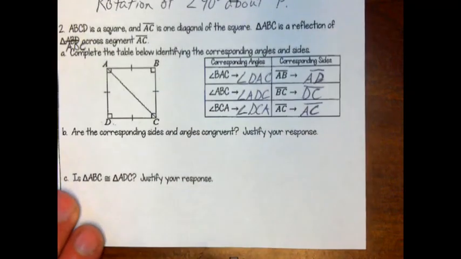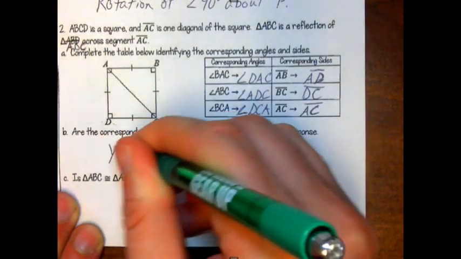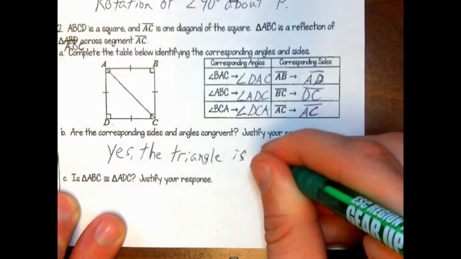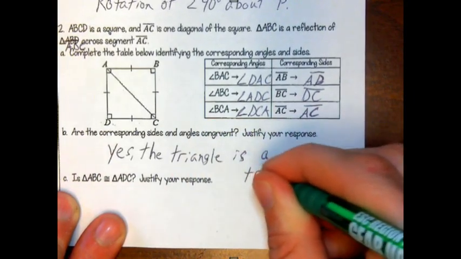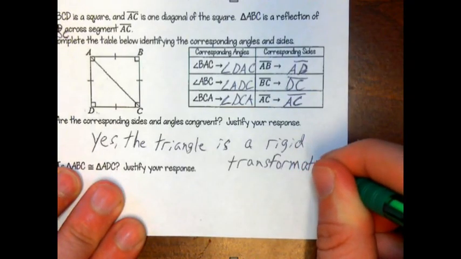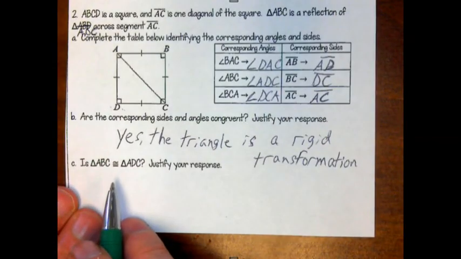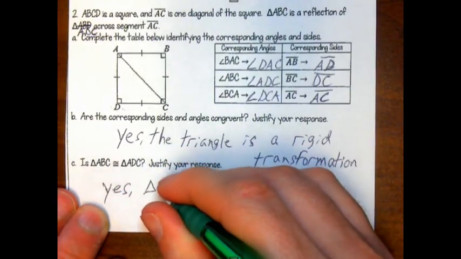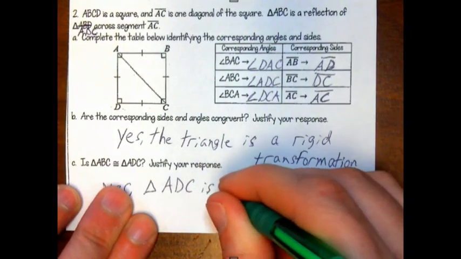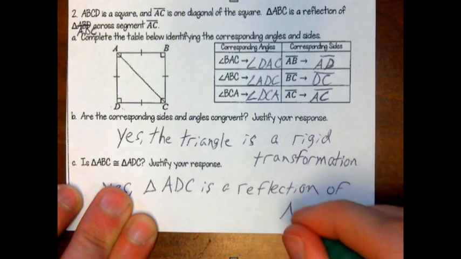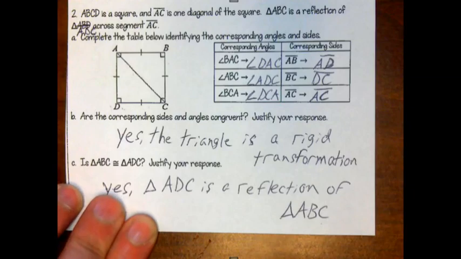So, are the corresponding sides and angles congruent? Yes. The triangle is a rigid transformation. Remember, again, rigid transformations preserve the same size and shape as the original. And is triangle ABC congruent to triangle ADC? Yes. Triangle ADC is a reflection of triangle ABC. And remember, a reflection is a rigid transformation.